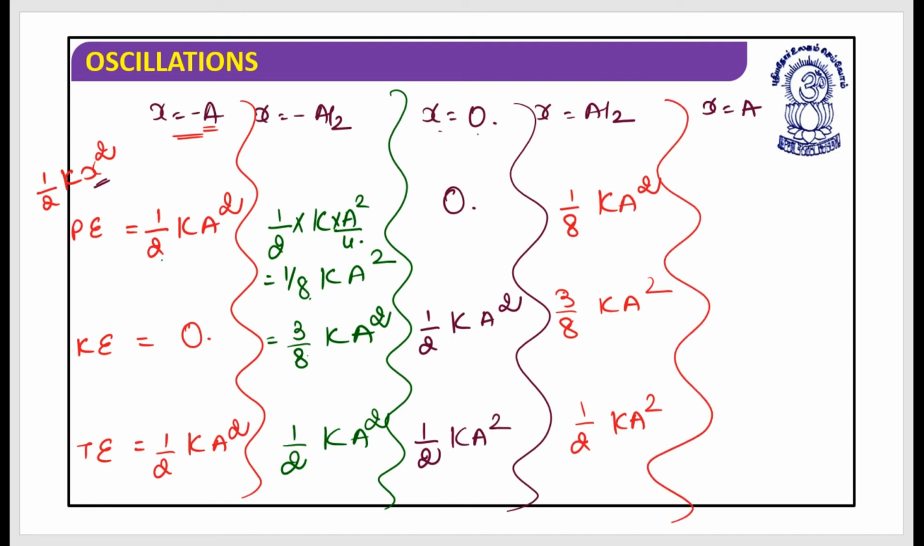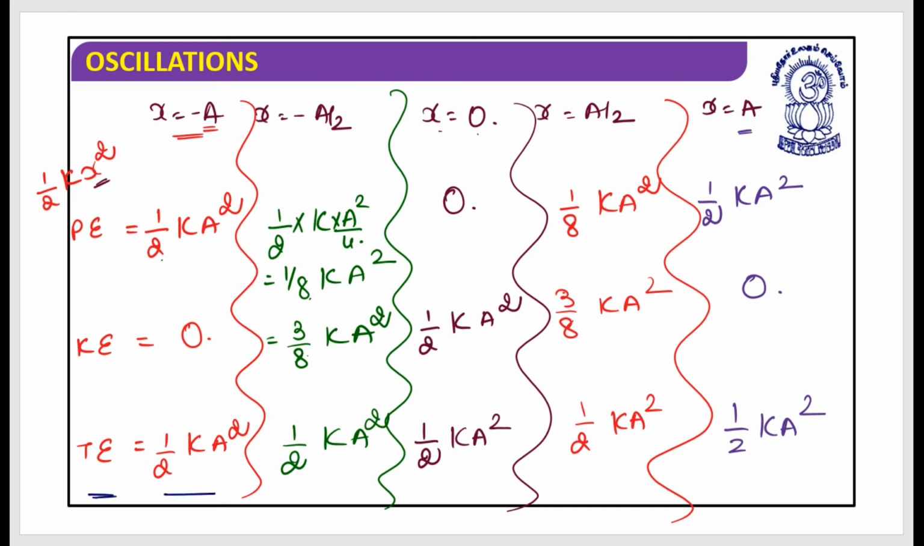And at the extreme position, this is x equals to a. The situation would be that potential energy is the maximum possible, which is half k a square. Kinetic energy will be 0, and the total energy is half k a square. I hope this is clear. So do you understand this completely? Yes, great. Now one more thing I want to show you.